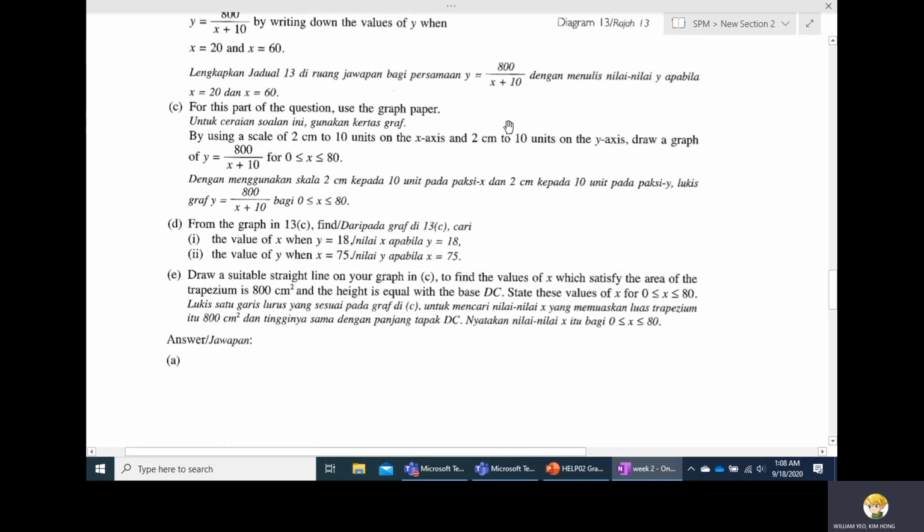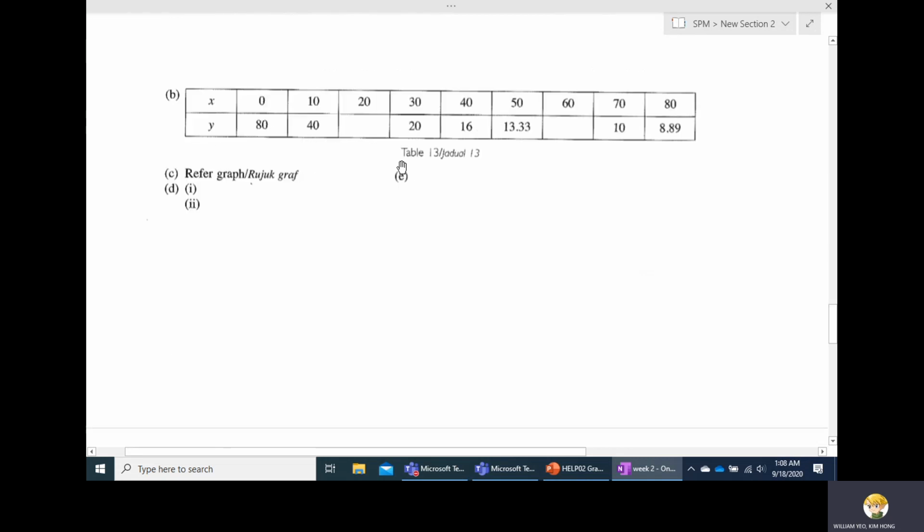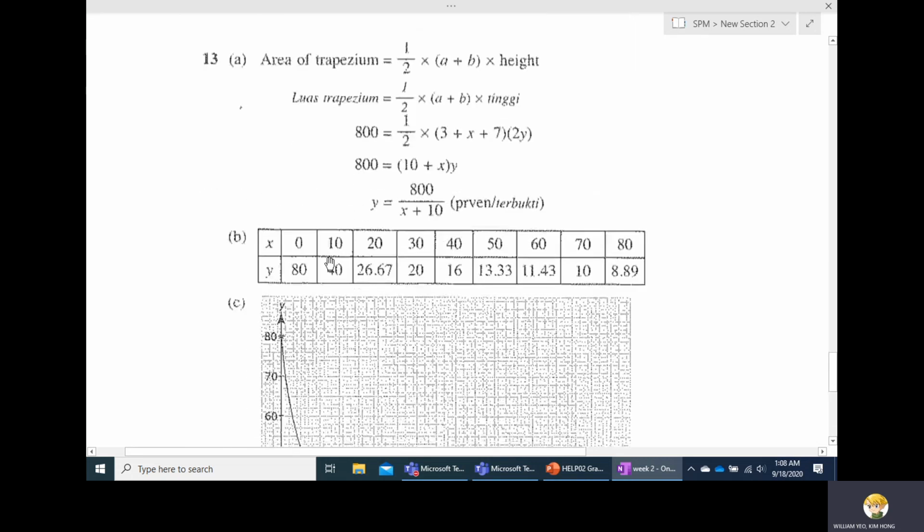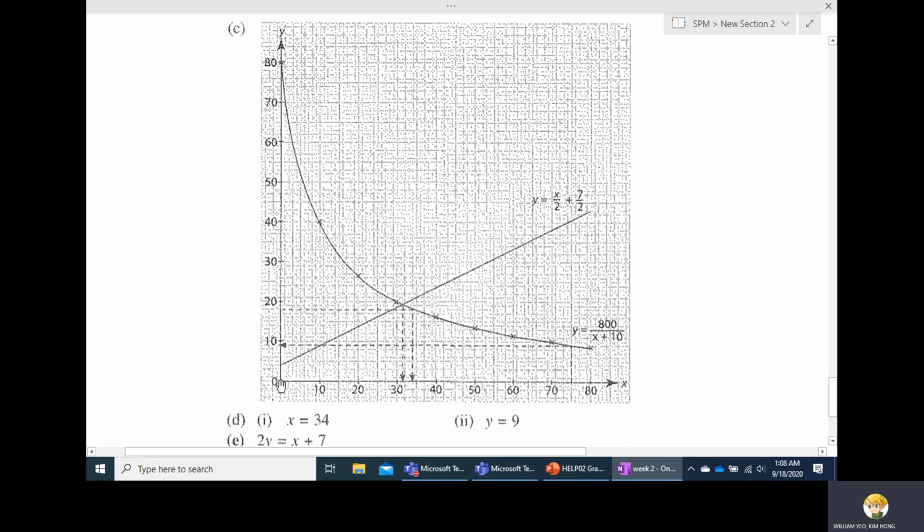Nothing different. C is just 2 to 10. Be careful with the scale. Remember, 2 means 1 big box. Now, if you see this graph, there is no negative x, so you can always start from here. There's no negative y. So you start with 0, 10, 20, 30, and so on. Same for the y. Smooth curve.